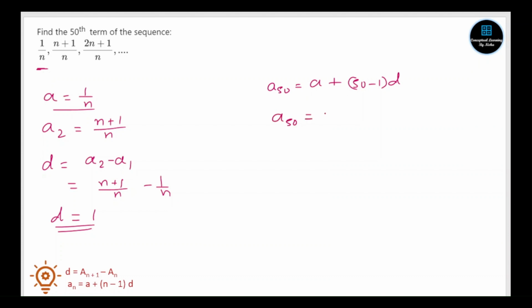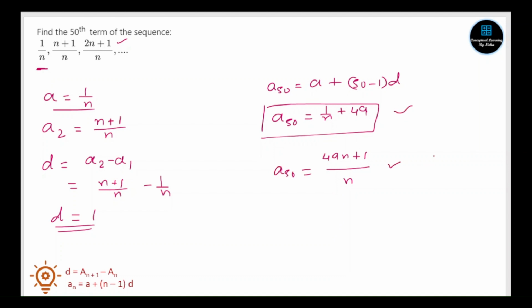The 50th term is equal to 1 upon n plus 49d, where d is 1. So this is just my 50th term. And if I want to write this term, I can write (49n plus 1) upon n. I can write it this way also. Anything is fine, if you write this or this, anything is fine.